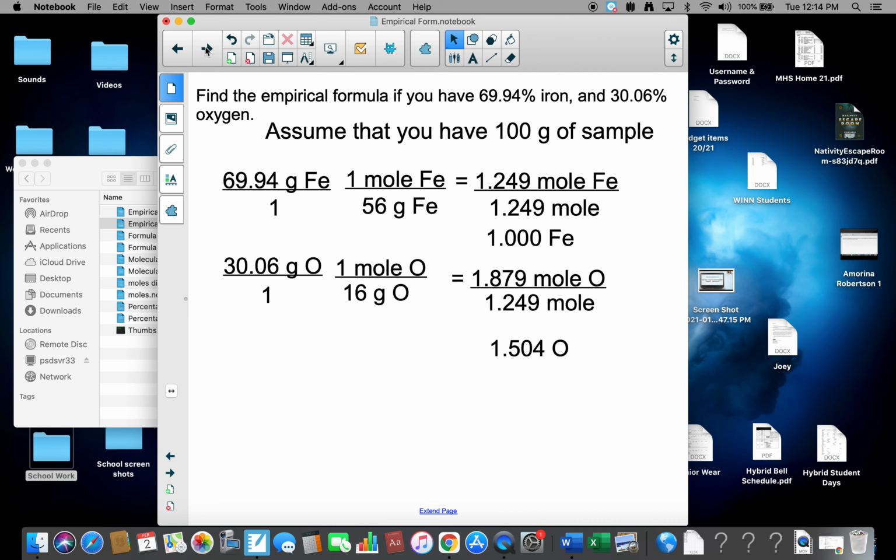And 1.504. Well, the first one is a 0.9, so we're good. The second one's not. So we need to start multiplying. What can we multiply? Multiply them both by 2. If we multiply the first one by 2, we get 2 irons. Second one by 2 is 3.008, and that's close enough. So the empirical formula is Fe2S3.